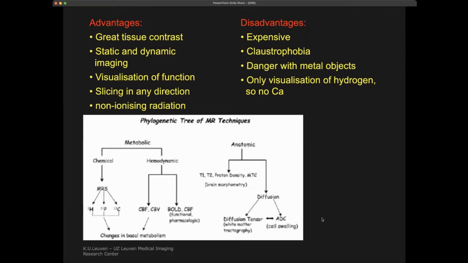So it's always a balance again. What do we want to look at? Do we need this tissue contrast? Do we need this complexity of scanning in order to look at that?